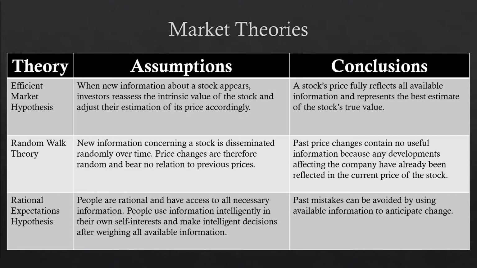Now, there are actually three different variations to the efficient market hypothesis. You have weak form, semi-strong form, and strong form. Weak form assumes that all past market information is fully reflected in the current price. Semi-strong form goes a bit further. It assumes that all publicly available information is fully reflected in the current price. And then strong form assumes that all information is fully reflected in the current prices. So this includes both public and insider information.